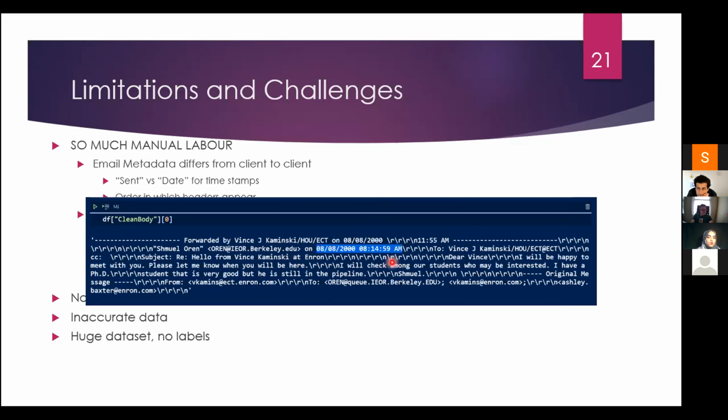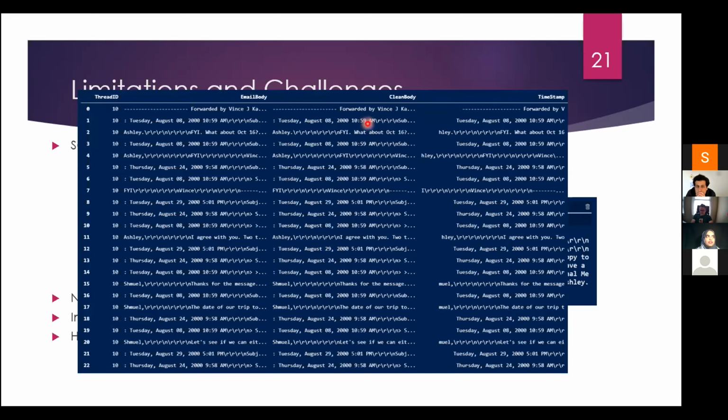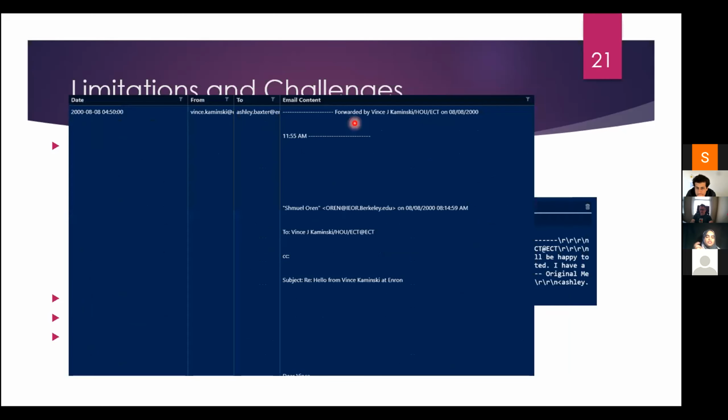So that totally made sense after, you know, it's not like it came to me right away. I had to think about this a lot. But what still didn't make sense was that it was 8:14 when he received it, but it was 10:59 when Vince sent the email. So I went back to the original data set to try and find the actual timestamp, and that was also different. That was 4:50. So I'm having to deal with three different times for this one email. I decided not to dig the hole any further. I just went with the timestamp that made the most sense to me, which was the 11:55 a.m. one.